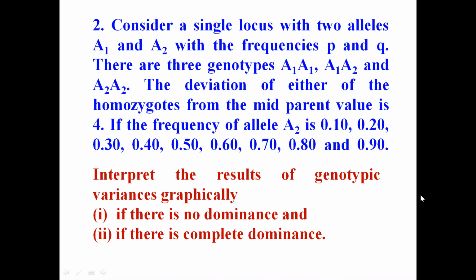So this is our next question. In this question, you have been given the frequency of the A2 allele, that is Q, and there are two situations. What will be the variances if there is no dominance, and what will be the variances if there is complete dominance?